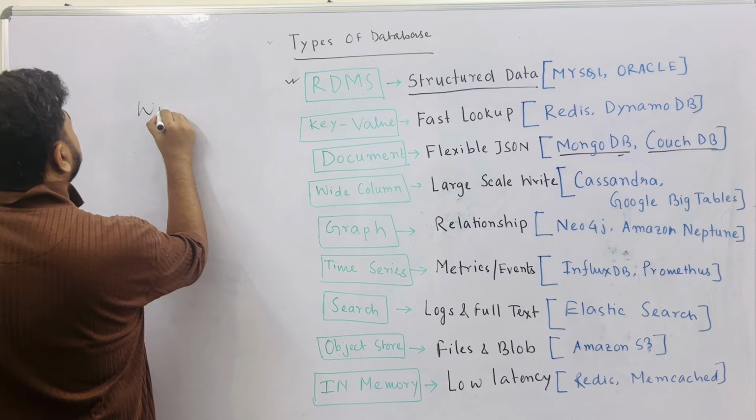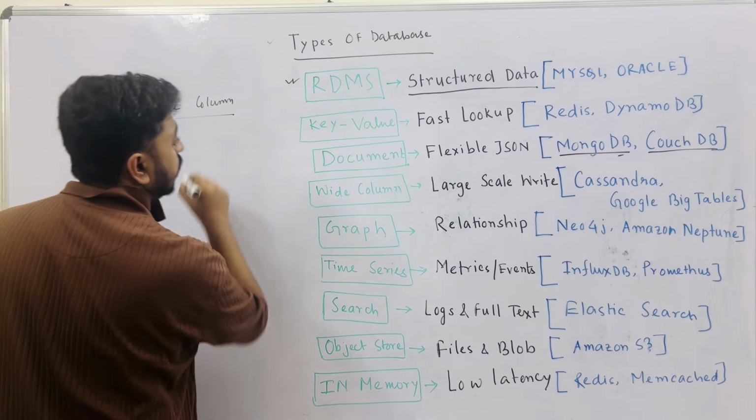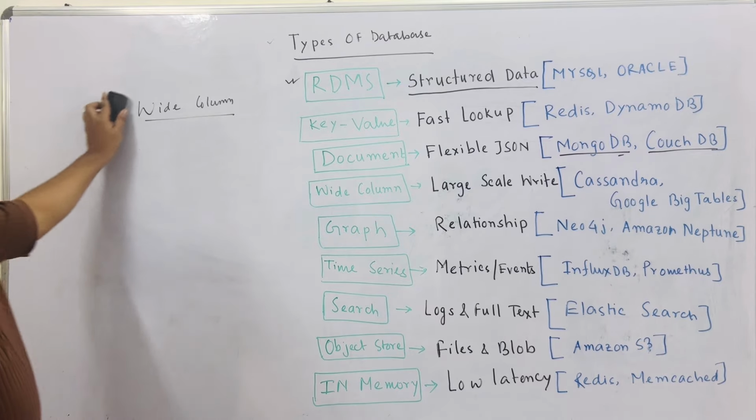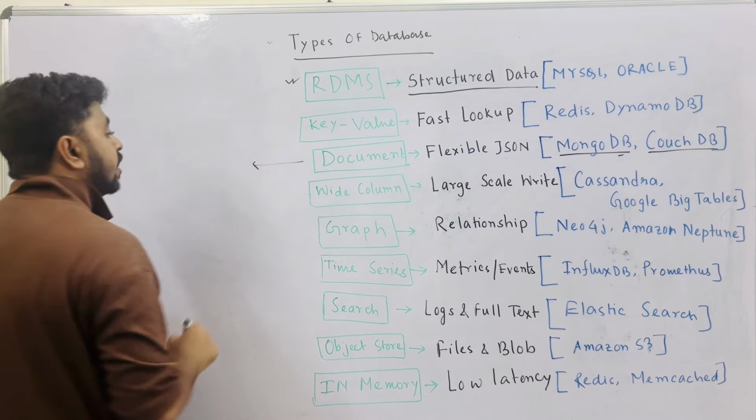So another type of database is the wide column database. Okay, but first I forgot to tell you the use case about document databases. So where exactly can a document database be used?